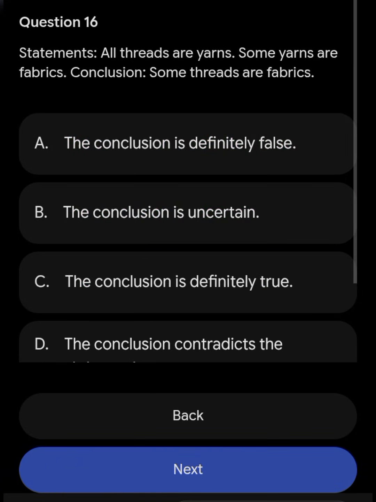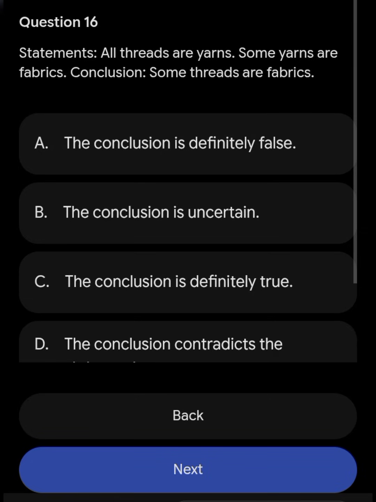For blood relation questions, we need to break down all the points, and only then can we solve them. Here the statement is: all the threads are yarn, and some yarns are fabric. So we need to draw a diagram for this.